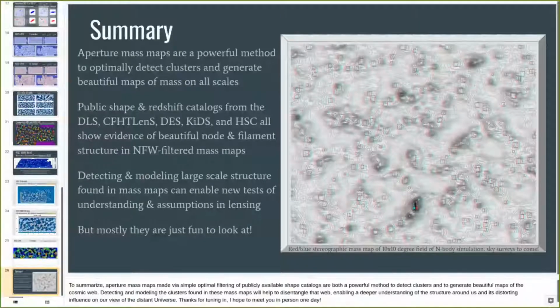To summarize, aperture mass maps made via simple optimal filtering of public shape catalogs are both a powerful method to detect clusters and to generate beautiful maps of the cosmic web. Detecting and modeling the clusters found in these maps will help to disentangle that web, enabling a deeper understanding of the structure around us and its distorting influence on our view of the distant universe.